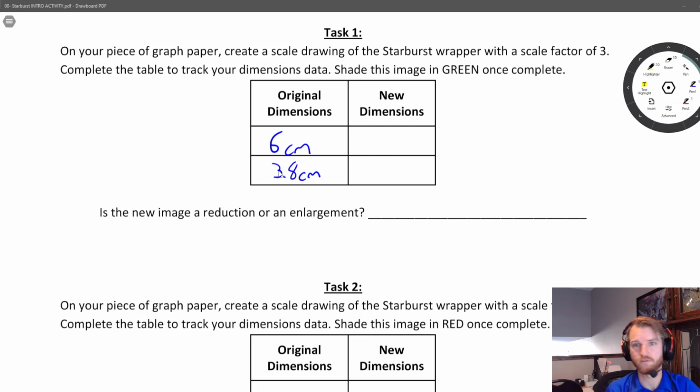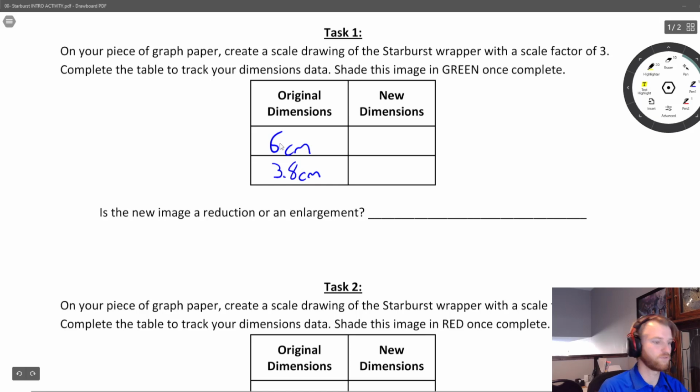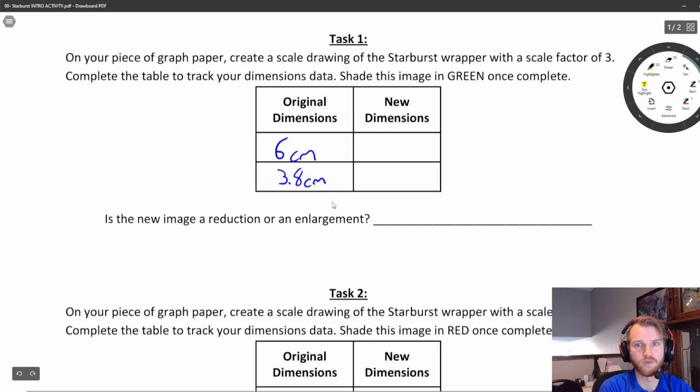If there's a scale factor of 3, it just means that your drawing is 3 times bigger than the real life version, than your original version. So if it's going to be 3 times bigger, we're just going to take our initial measurements, 6 centimeters long and 3.8 centimeters wide, and multiply both of them by 3. So 6 times 3 is 18 centimeters, and 3.8 centimeters times 3 would be 11.4 centimeters.